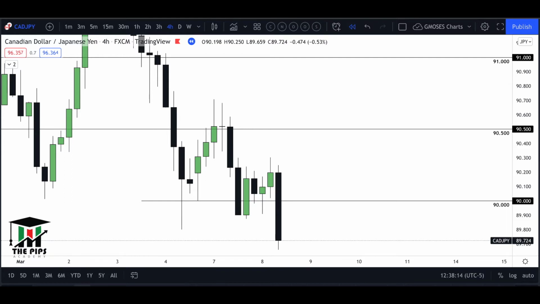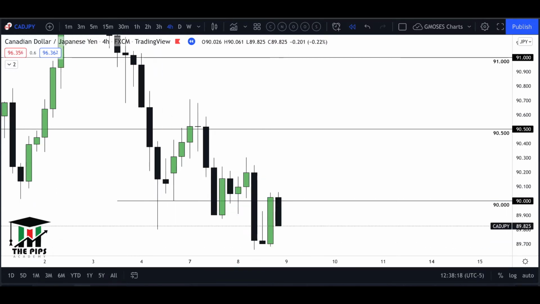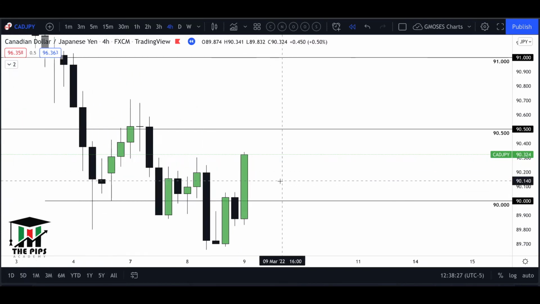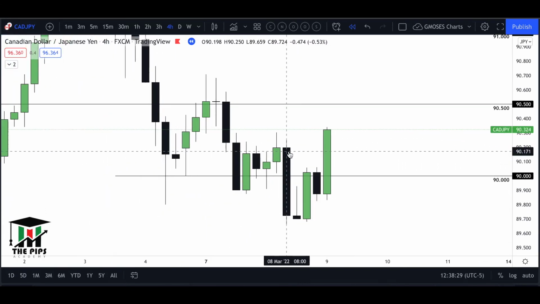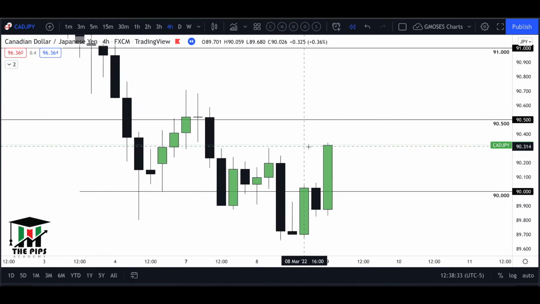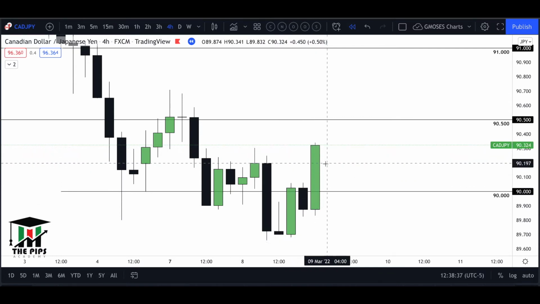So as we can see, price dropped down under this level. It gave us a retest because it closed above this 90 level. What did it do? It gave us a bullish engulfing. Now, one of the things I want you guys to understand about price action, whenever you get a bullish engulfing on a smaller time frame, that's pretty much a break of structure on a smaller time frame.